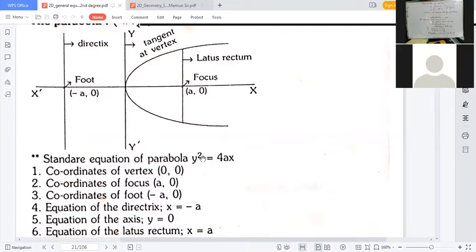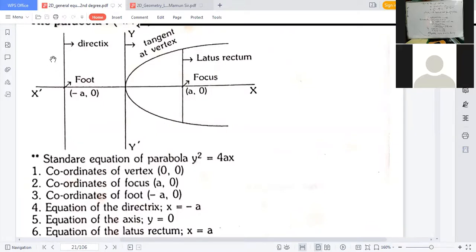Standard equation of parabola y square equal to 4x along the x-axis. Coordinate of vertex is 0, 0, since this is the y-axis and this is the x-axis. This is the focus (a, 0), and the conjugate focus is (minus a, 0). So the coordinate of focus will be (a, 0).